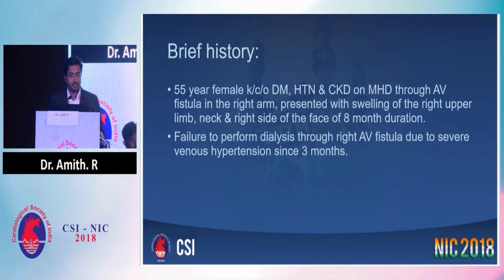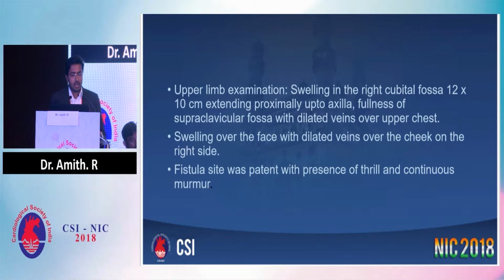There was failure to perform dialysis through the right AV fistula due to severe venous hypertension for the past 3 months. Meanwhile, she was being dialyzed through a catheter in the left femoral vein. On upper limb examination, there was swelling in the right cubital fossa measuring 12 into 10 centimeters, which was due to aneurysmal dilatation of the AV fistula, extending proximally to the axilla with fullness of the supraclavicular fossa and dilated veins over the upper chest, suggesting formation of collaterals. And there was swelling over the face with dilated veins over the cheeks on the right side.